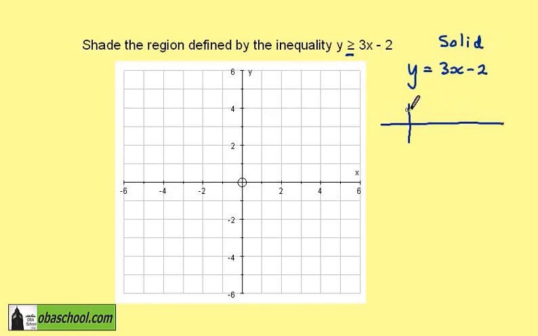So let's have x and y. Take some convenient values of x. We could take x is 0, 3 zeros are 0, take away 2 is minus 2. We could now take x is 1, 3 ones are 3, take away 2 is 1. And x is 2, 3 twos are 6, take away 2 is 4. So we have (0, minus 2), (1, 1), and (2, 4).